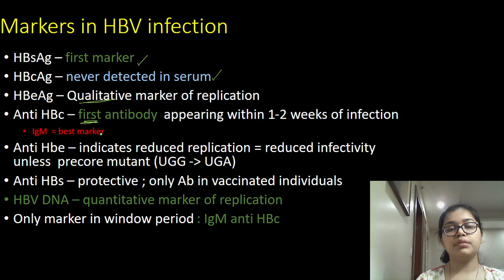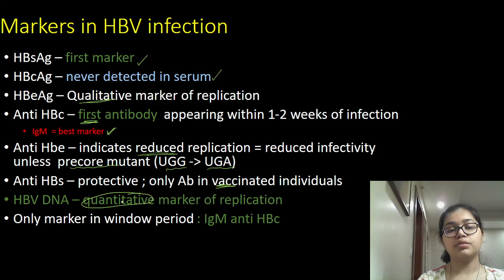Anti-HBe indicates reduced replication because HBeAg indicates replication, unless it's a pre-core mutant, in which case the change of codon is from UGG to UGA. Anti-HBs is protective, is the only antibody in vaccinated individuals. HBV DNA is a quantitative marker. So HBV DNA present, the more replication that's going on. The only marker in the window period is IgM anti-HBc.